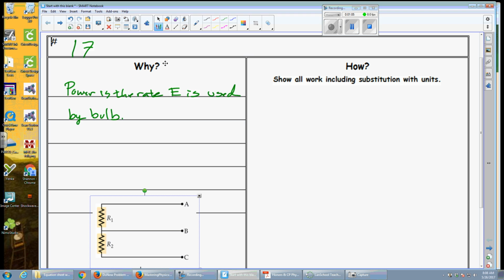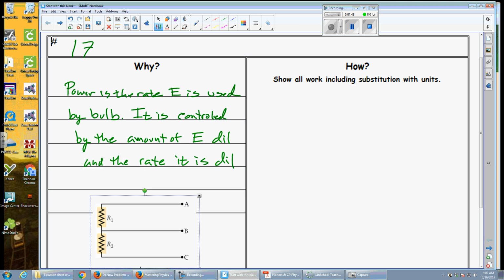And then it is controlled by the amount of energy delivered and the rate it is delivered. All right? So that's probably what I would have for my Y.